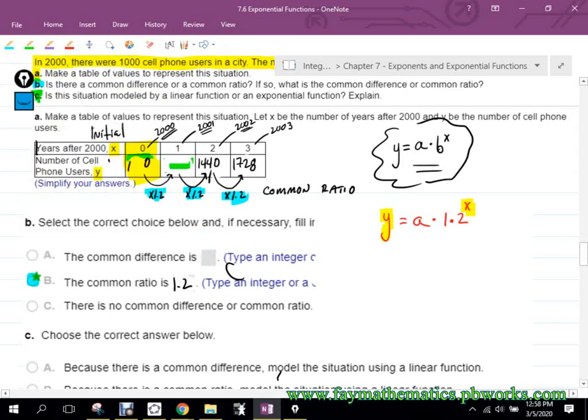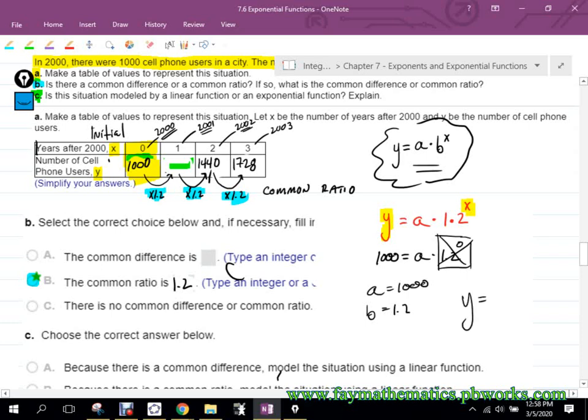And this was 1,000, right? So I'm going to let y be 1,000. A is what we're looking for, and x is 0 in that case, right? What does 1.2 raised to the 0 turn into? 1. So I got 1 times a, right? So let's say a is 1,000, and b we said was 1.2, right?